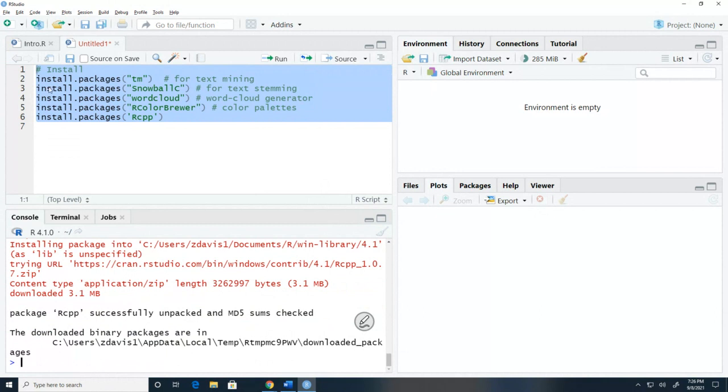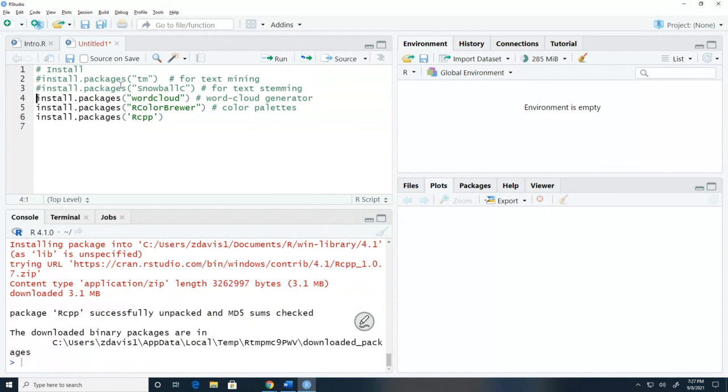So now that all those packages are installed, I would comment them out so you don't accidentally rerun them, because if you rerun them, it'll try to reinstall them and you'll waste 2 minutes of your life.